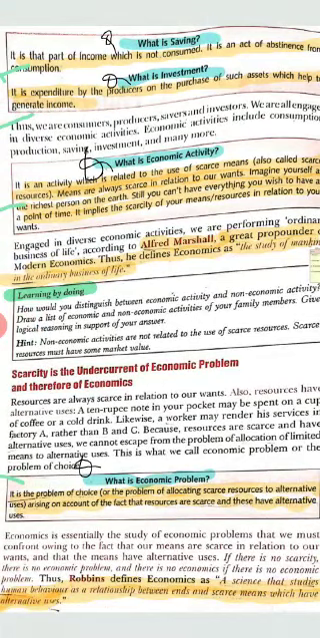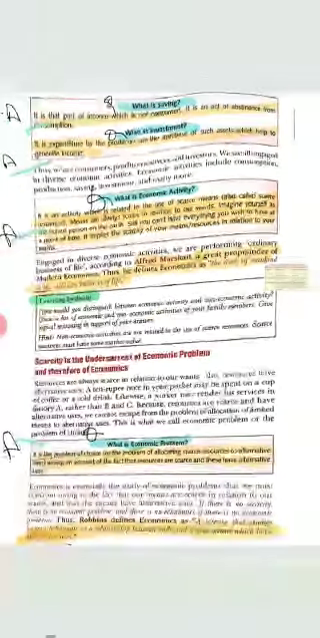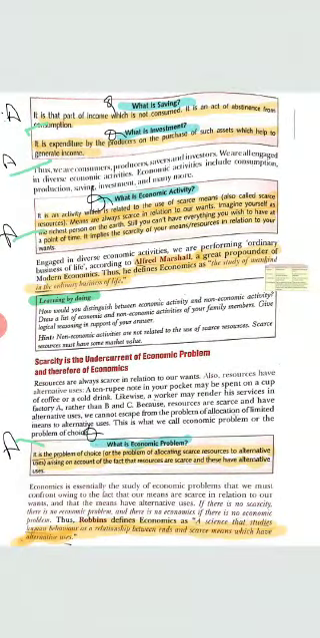Maybe any person who is very rich, still he does not have as many resources as he has desires. So resources are limited. In economic activities, we study how people use the limited resources so that they can get maximum satisfaction. There is one definition given by Alfred Marshall, a great proponent of modern economics: economics is the study of mankind in the ordinary business of life.